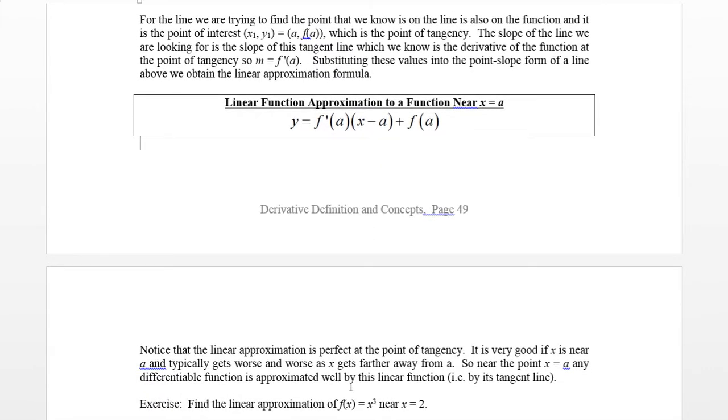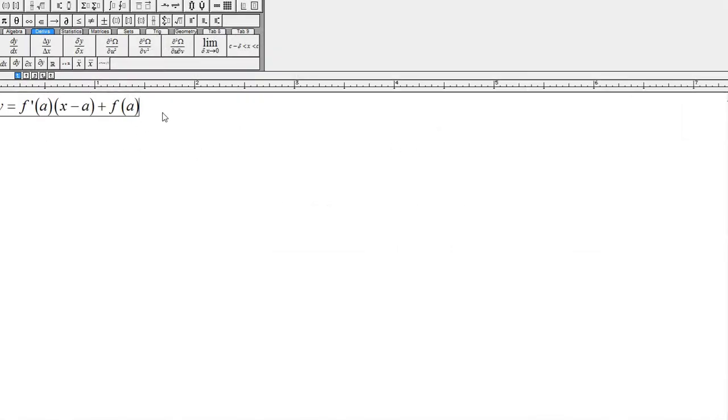Before we do that, let's point out a couple of things. Notice that the linear approximation is perfect at the point of tangency. In other words, what we're trying to say, let me be explicit about that, is that f of x is approximately the same as this.